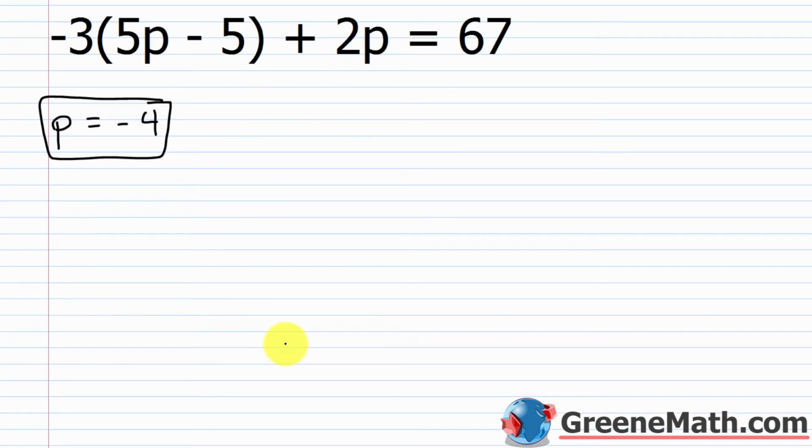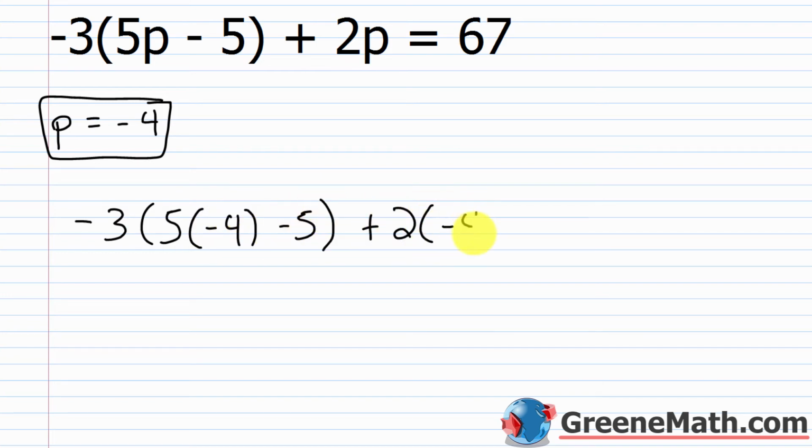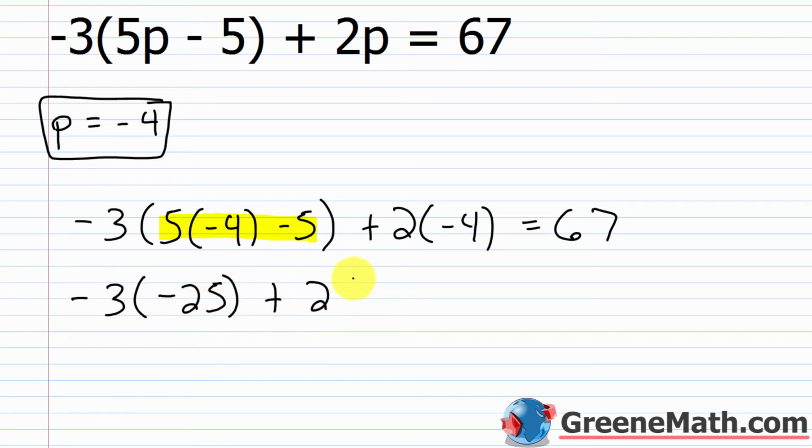All right, so let's see if we got the right answer. We're going to have negative 3 times, inside the parentheses, we have 5, plug in a negative 4 for p, so times negative 4, minus 5, close the parentheses, plus 2 times negative 4 equals 67. So we're going to start out inside the parentheses here. We always multiply first. 5 times negative 4 is negative 20. Negative 20 minus 5 is negative 25. So this would be negative 3 times negative 25 plus, we have 2 times negative 4 equals 67.